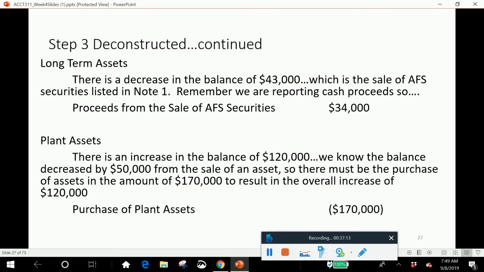Okay, so we already had briefly talked about the long-term assets. There was a decrease in the balance of $43,000. We said that was the sale of the securities. Remember that we are reporting cash proceeds, so the proceeds from the sale of the available for sale securities is going to look like an inflow of $34,000.